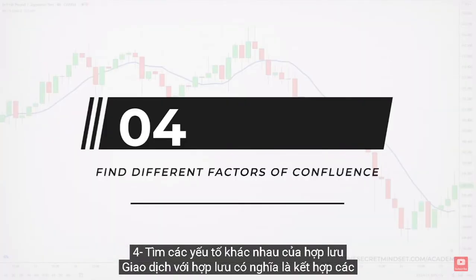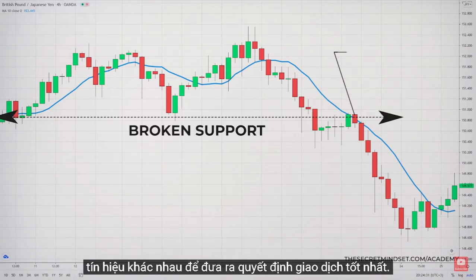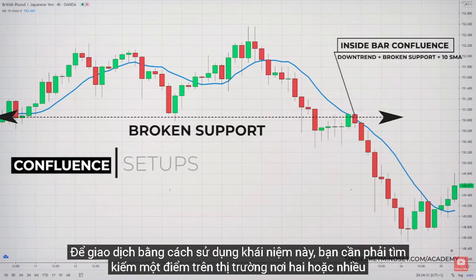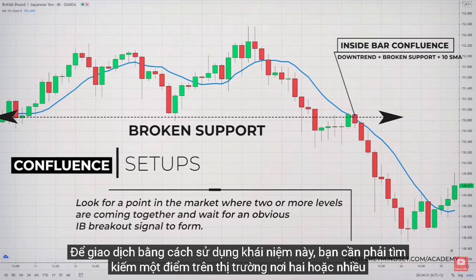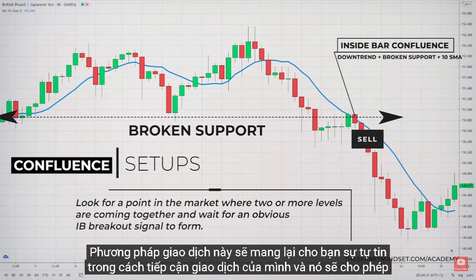Number 4. Find different factors of confluence. Trading with confluence means combining different signals to make the best trading decision. To trade using this concept, you will need to look for a point in the market where 2 or more levels are coming together and wait for an obvious signal to form. This trading method will give you confidence in your trading approach and will allow you to avoid overtrading.